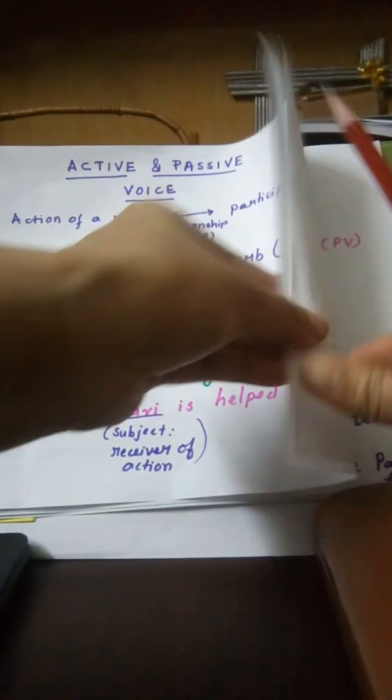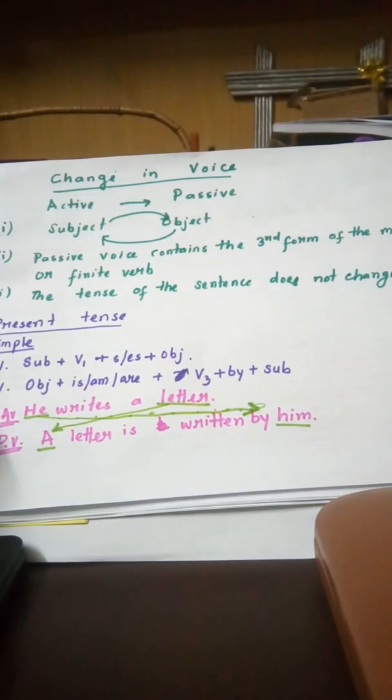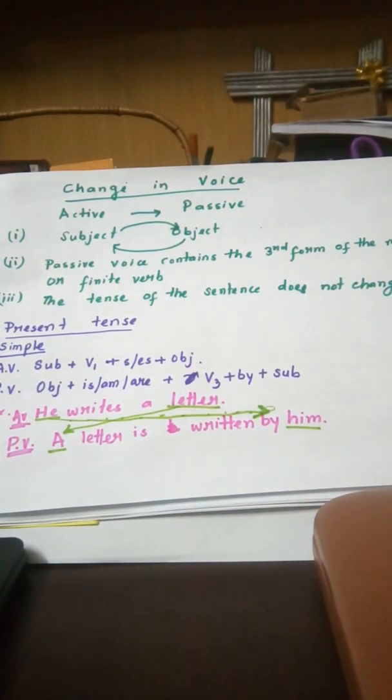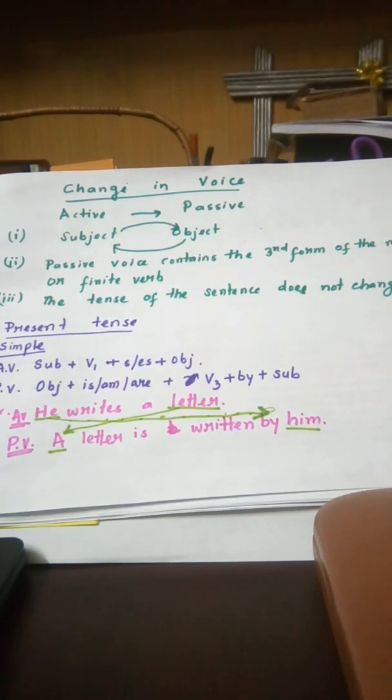Okay, now when we change active and passive voice, various aspects of the verb behave differently. So each tense of the verb has different aspects. Each has 4 aspects: simple, continuous, perfect, perfect continuous. Now these various aspects of the verb behave differently when we change a sentence from active to passive or vice versa.